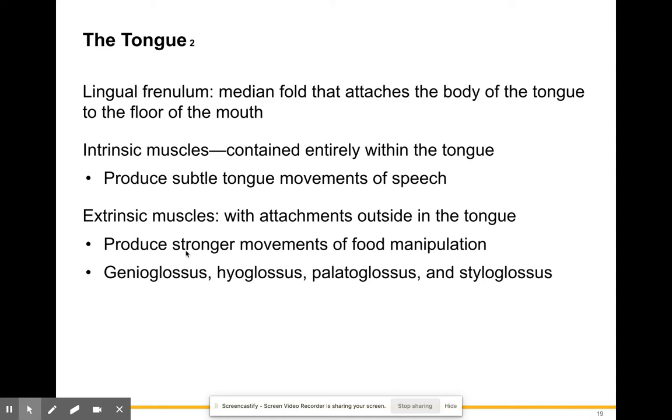All these are different types of muscles that are examples of extrinsic muscles: the hyoglossus, palatoglossus, styloglossus. Those are all muscles that are going to attach to your skeleton. This one attaches to the styloid process of your skull. This one to your palate, your hard palate, which is a bone.